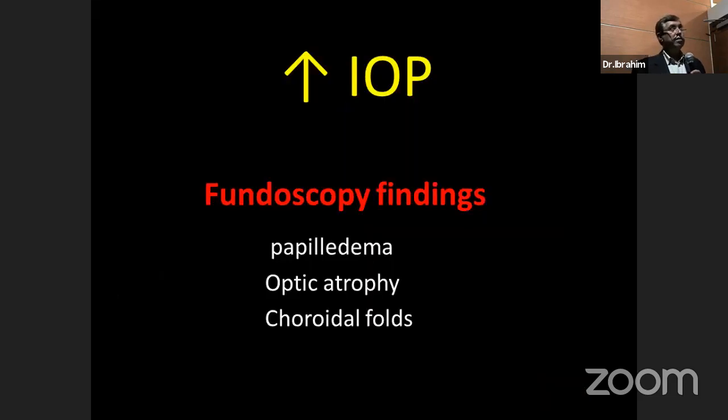You may find signs of increased intraocular pressure. And we have to stop using the palpation method. This is an old method. Oh yes, the pressure is normal. You have to measure the intraocular pressure. You can look into the fundus and you can find papilledema or optic atrophy or choroidal folds.